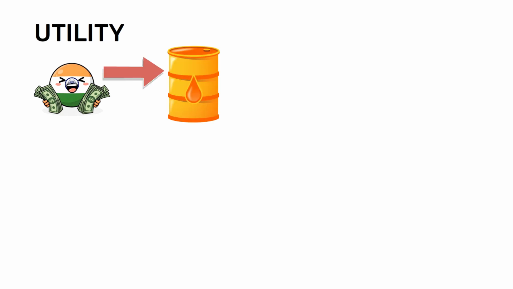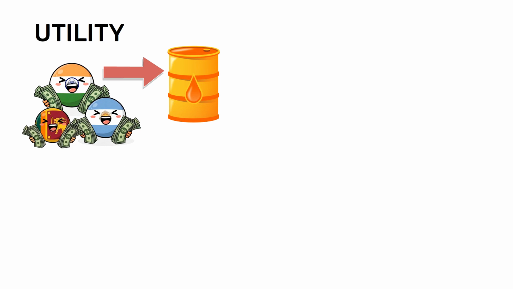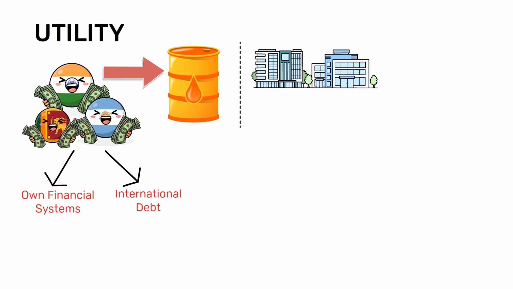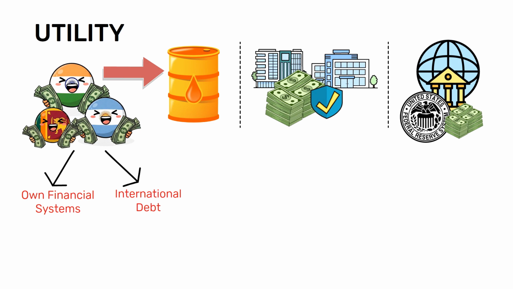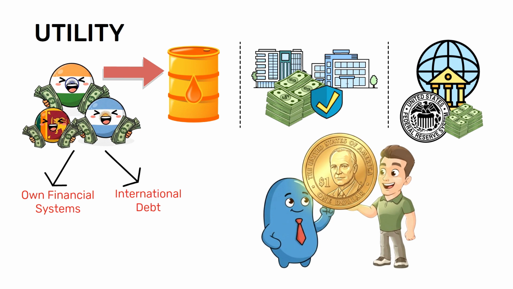Then there's utility. Countries hold dollars to buy oil, though a few countries are now trying to pay for oil in anything but dollars just to make a point. Countries settle international debts and support their own financial systems. Corporations borrow in dollars because it's safer. Foreign banks keep dollar reserves because they trust U.S. institutions more than their domestic ones. Every one of these decisions reinforces the dollar's dominance.